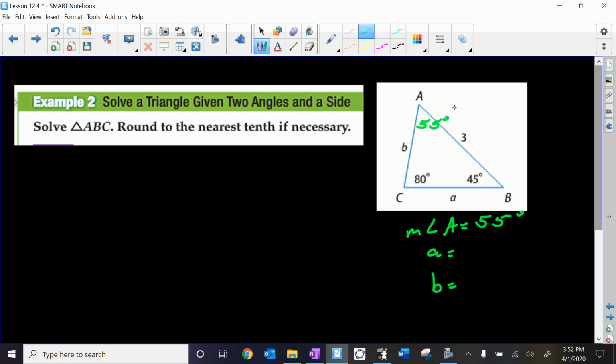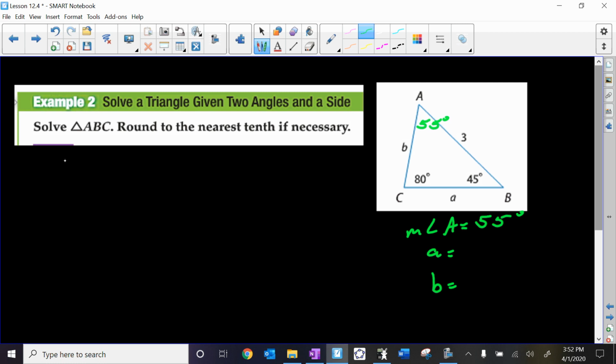And now to find side length A or B, we're going to have to do both. But to solve for either one, we're going to use the law of sines. We use the law of sines when I'm not dealing with a right triangle. And you can see that neither one of these angles is 90 degrees, so we have to go and use the law of sines. So I'm going to start with solving for side length A.